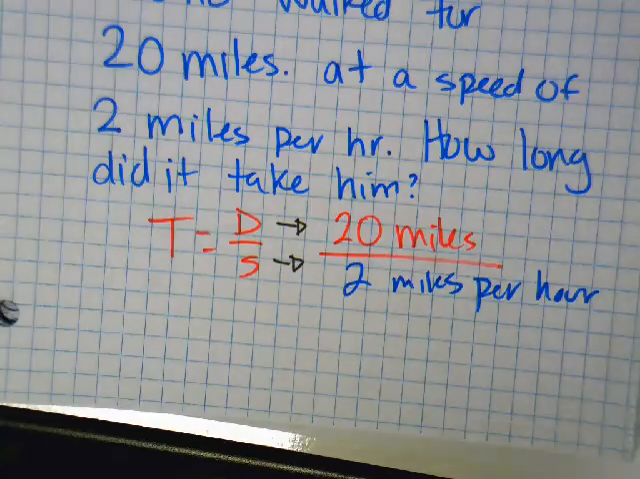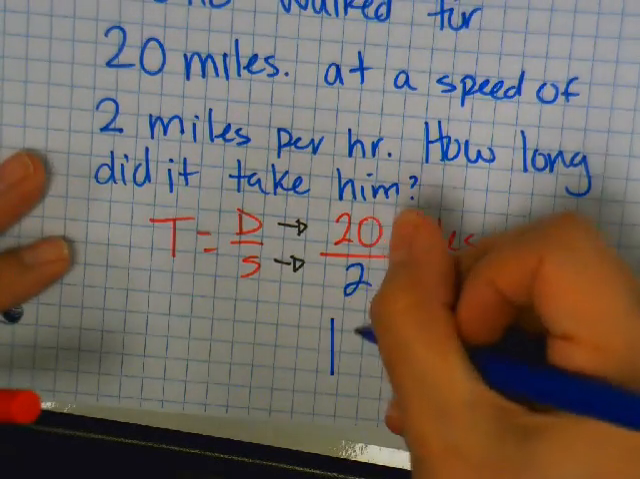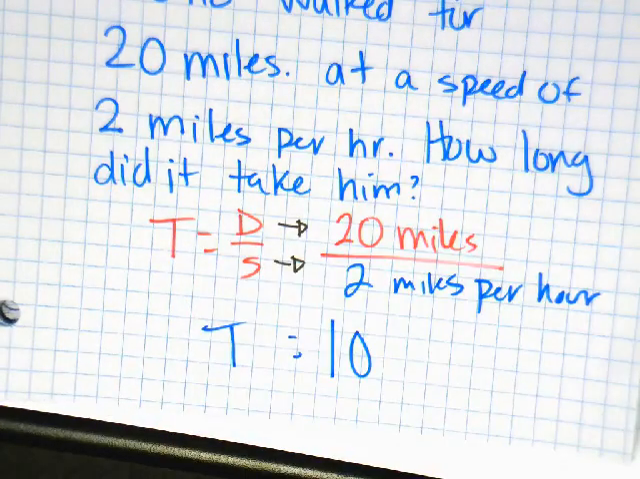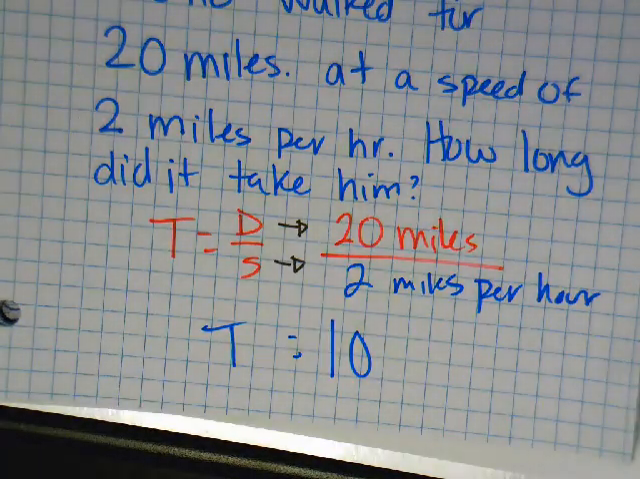What's 20 divided by 2? 10. So you know your answer is going to be 10. The math is easy. What's the hard part is the units, but I'm trying to make it as easy as possible. Okay, what repeats? Miles. So those get crossed out. Now, what does this line mean? Per means division. So it's hours. We're going to cross out the per. What's left over? Hours. So our answer is 10 hours.